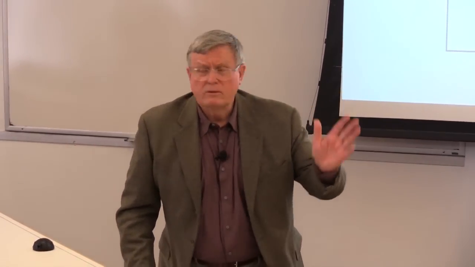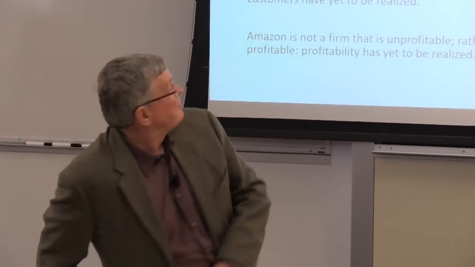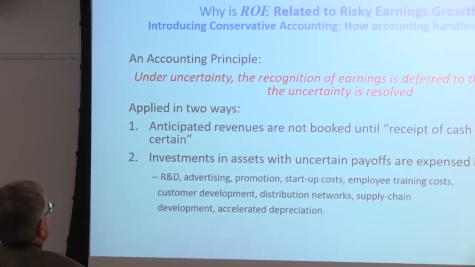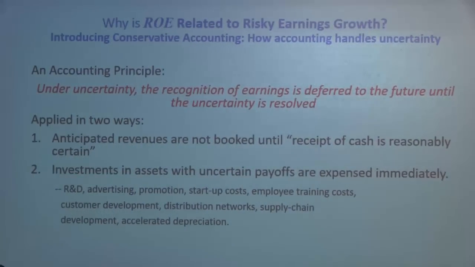If that's all you want, you can leave now, except this admitted accountant has an explanation for this. Okay, excuse me. Why is a low ROE positively associated with future growth, and why is that growth risky? It's all because of the accounting.